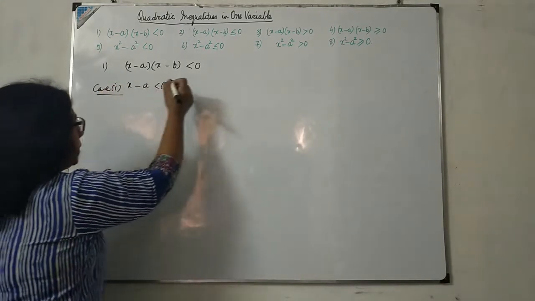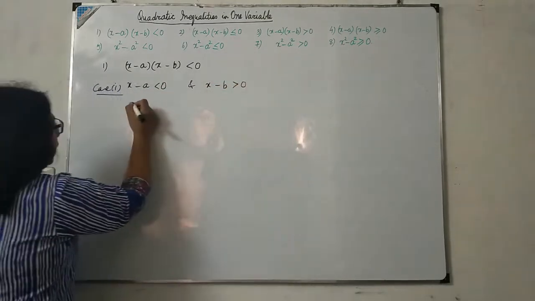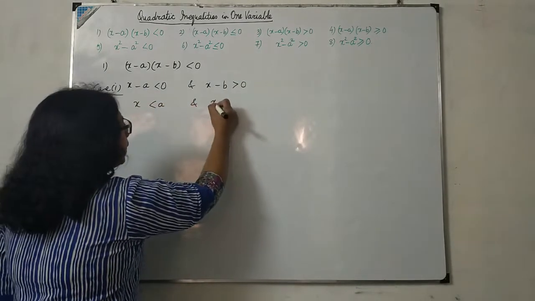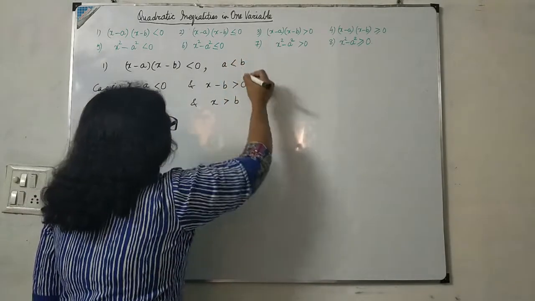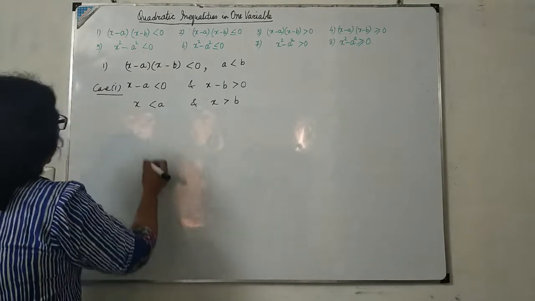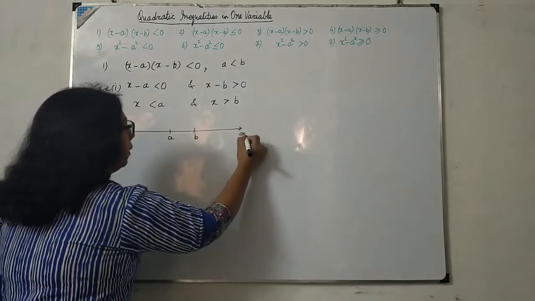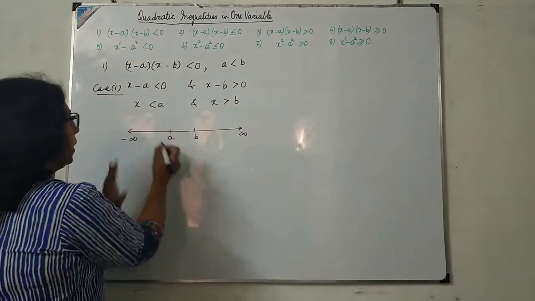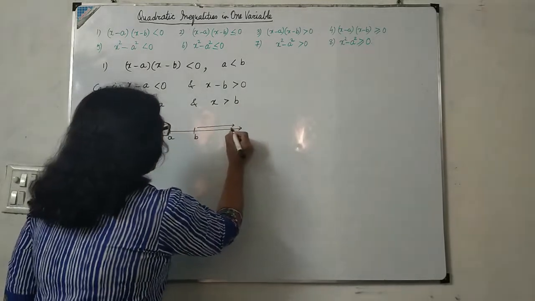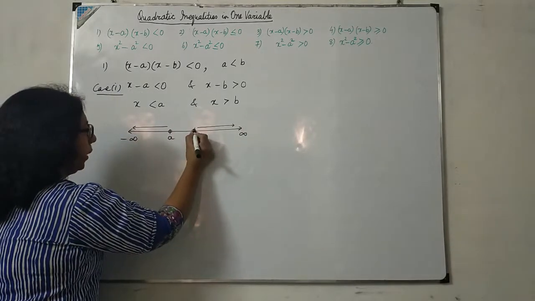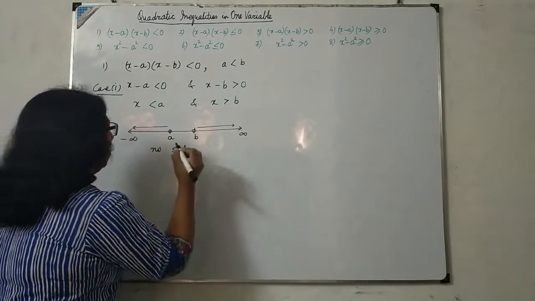So, I will be taking the two cases. When x minus a is less than 0 and x minus b is greater than 0, in this case x is less than a and x is greater than b. I have to assume either a less than b or b less than a. So, I am taking here a less than b. Now, on the number line, x less than a, this side we have the solution, and x greater than b, this side we have the solution. a and b are not included. You can see that in this case there is no such situation and so no solution.